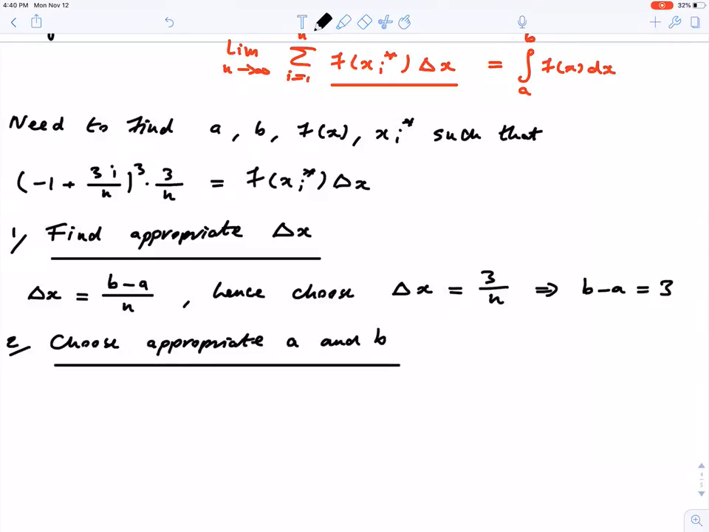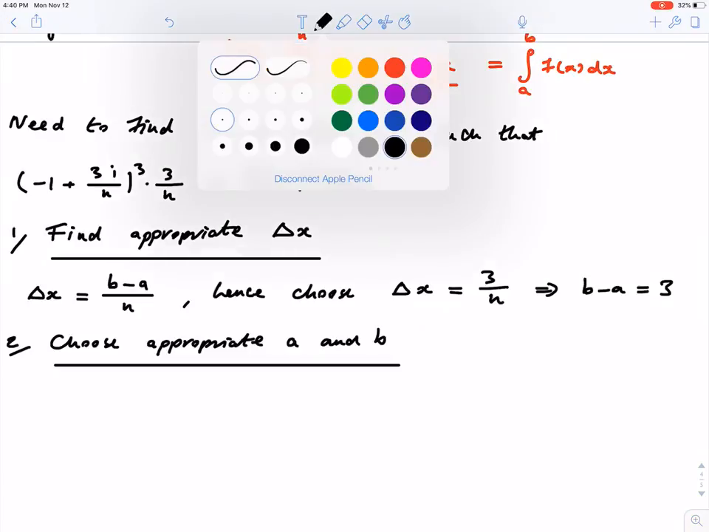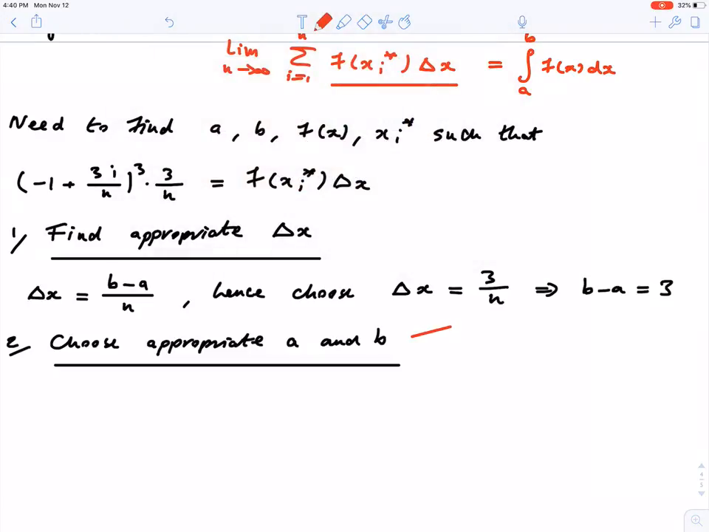Okay, so to choose appropriate a and b, we need to remember a little bit about some stuff. I think what we're going to do is to simplify our lives. This sample point is an absolute nightmare. What we're going to do is we're going to hope this works anyway, choose xi star equal to xi. I'm going to do that because it's going to remove some of the complexity. It may not work, but let's give it a crack, right?